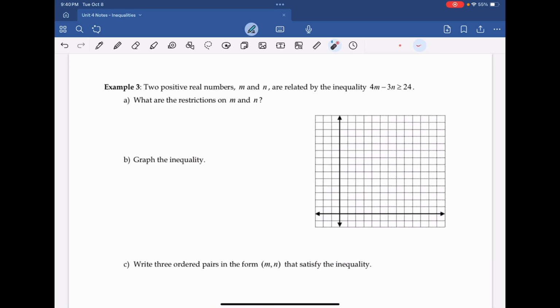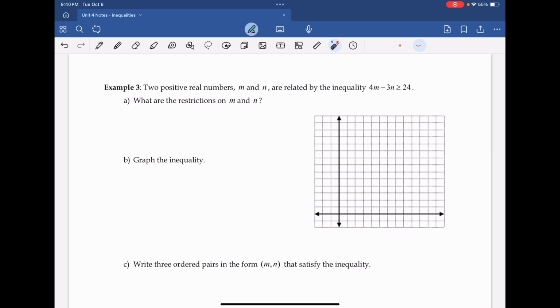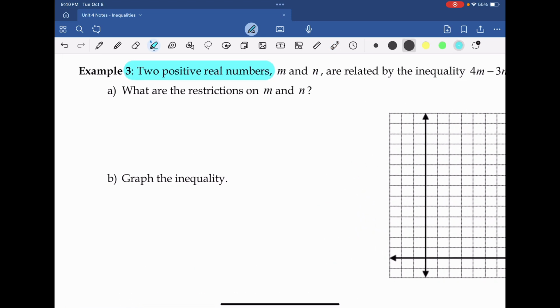Okay, now let's go on to example 3 here. Two positive real numbers, m and n, are related by the inequality 4m minus 3n is greater than or equal to 24. What are the restrictions on m and n? Well, they actually just listed them. They're right here. Two positive real numbers. That was right off the hop of the problem.